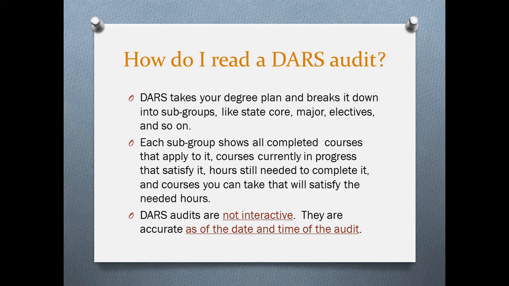If you are familiar with the actual degree plan for your major, then know that DARS takes your degree plan and breaks it down into subgroups like State Core, Major, Electives, and so on. Each subgroup shows all completed courses that apply to it, courses currently in progress that satisfy it, hours still needed to complete it, and courses you can take that will satisfy the needed hours.